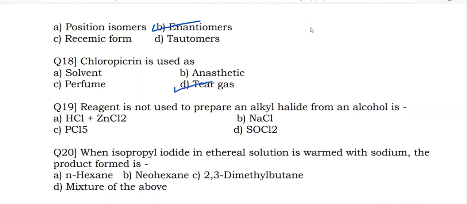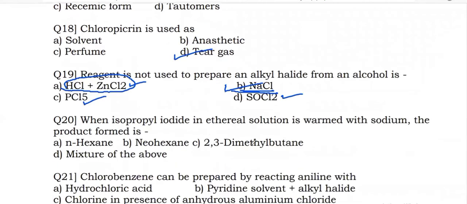Question number 19, which reagent is not used to prepare an alkyl halide from an alcohol? From alcohol we can prepare alkyl halide using Lucas reagent, so this can be used. PCl5, we can also use with alcohol to get alkyl chloride. We can also use thionyl chloride. Only NaCl we can't use. So your correct option is B, NaCl. NaCl cannot be used to prepare alkyl halide.